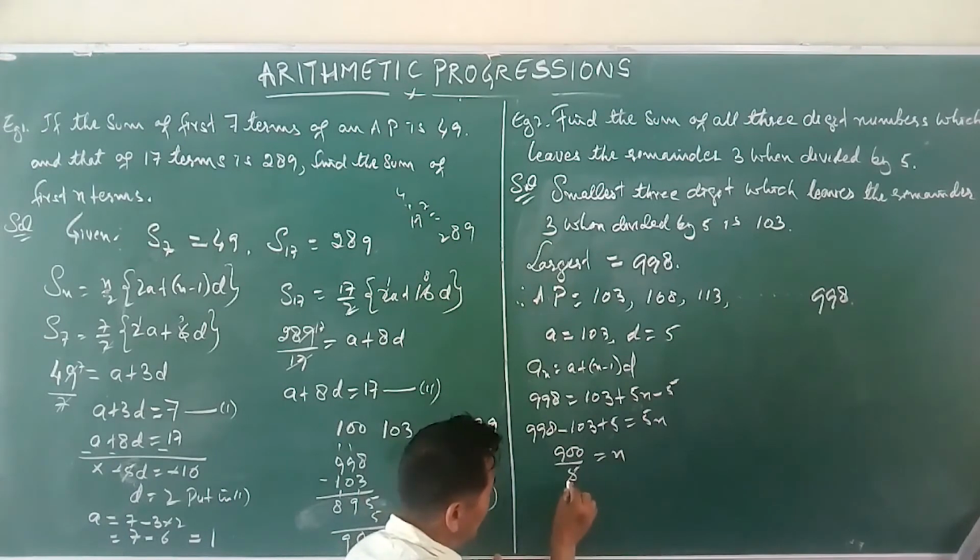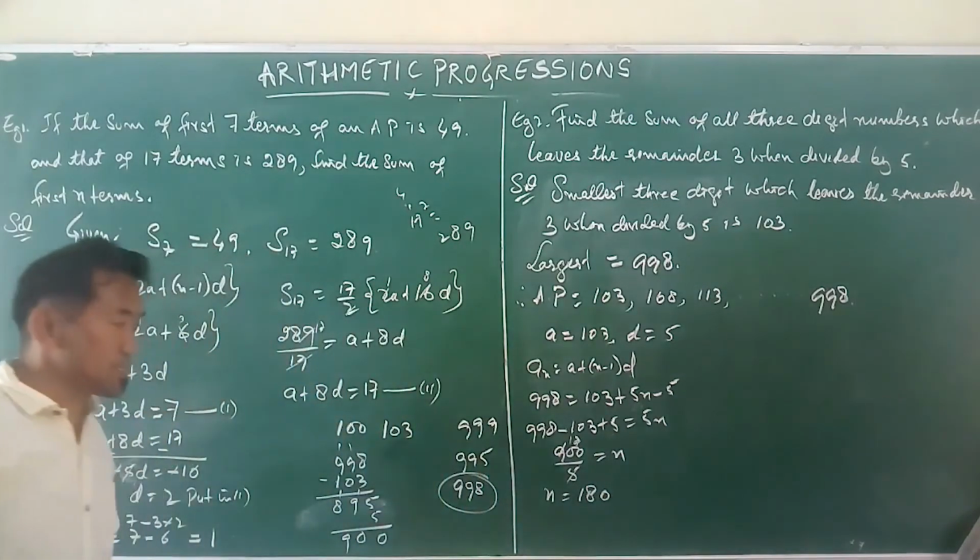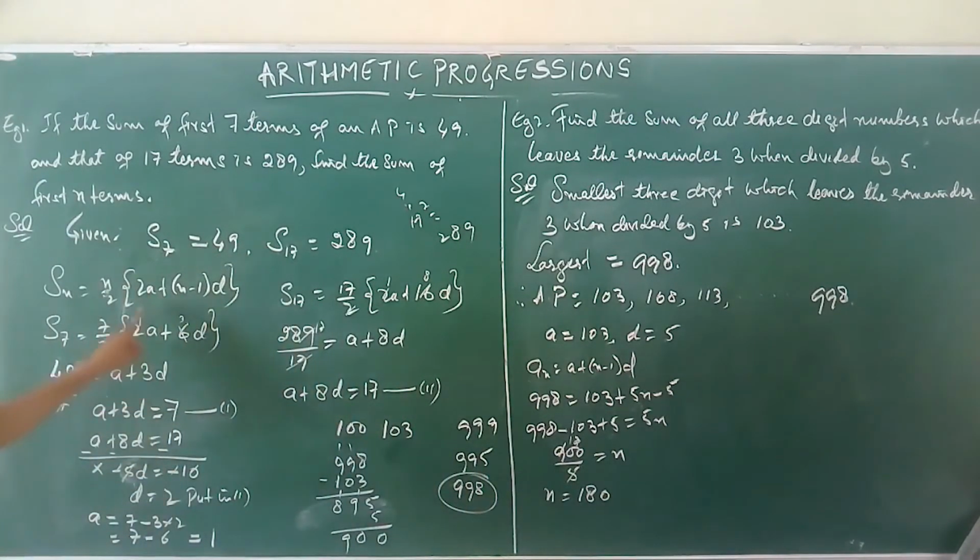5 ones are 5, 5 eights are 40, so n is 180. N is 180.